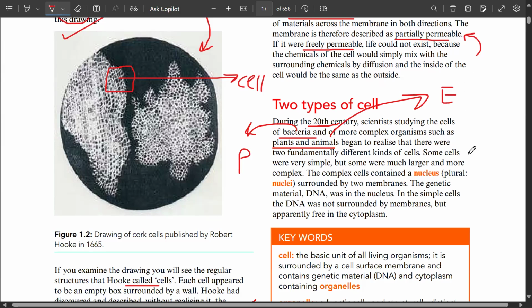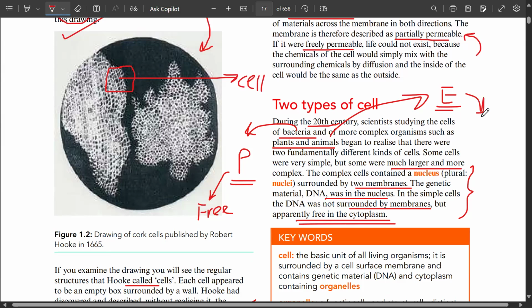And they began to realize that there were two fundamentally different kinds of cell. Some cells were very simple, but some were very much larger and more complex. The complex cells contained a nucleus surrounded by two membranes, and the genetic material DNA was in the nucleus. In the simple cells, the DNA was not surrounded by membranes, but apparently free in the cytoplasm. So the main difference is this is the first discovery, and this is the second discovery. In prokaryotes, the DNA was free, but in eukaryotes, it was enclosed inside a nucleus.